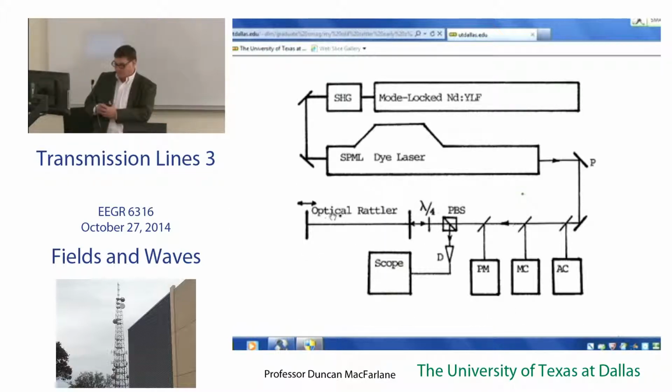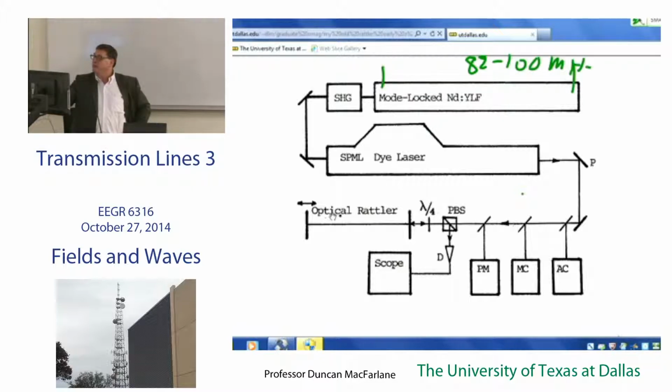Here's the experimental setup that we did. It's an old clunky mode lock laser. The problem to solve was that the pulse repetition rate was governed by the spacings of those two mirrors, which in turn was governed by the time dynamics of the gain system and the other lasers. And the typical number here is 82 to 100 megahertz. It was easy to go down in frequency. It was very hard to go up in frequency. So we wanted to go to 200 megahertz, 400 megahertz, and so on. And that's where we put in this optical rattler.